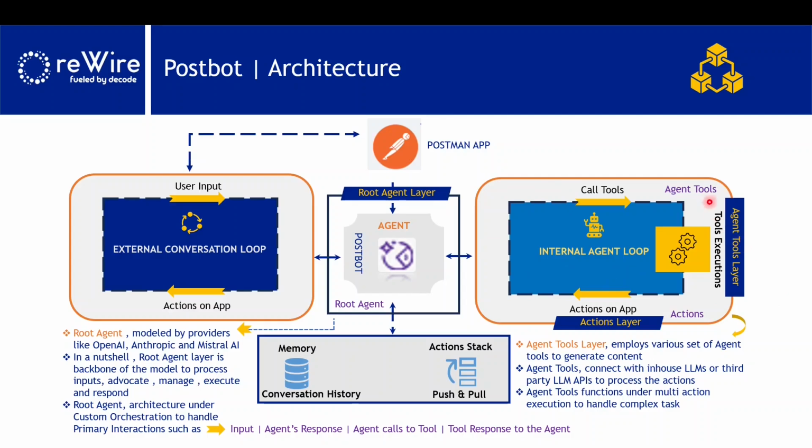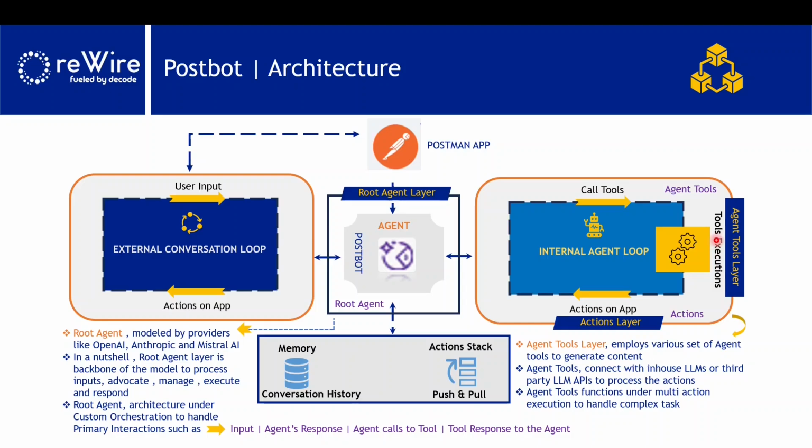In this internal loop, the agent tools layer has a bunch of agent tools. They might be third party, in-house, or cloud platform related agent tools. For example, Postman might have their own in-house agents, or else they can take agents from Microsoft, from Hugging Face, or from Meta. It depends on the way the input is being driven, and the respective agents will be called in the form of APIs.